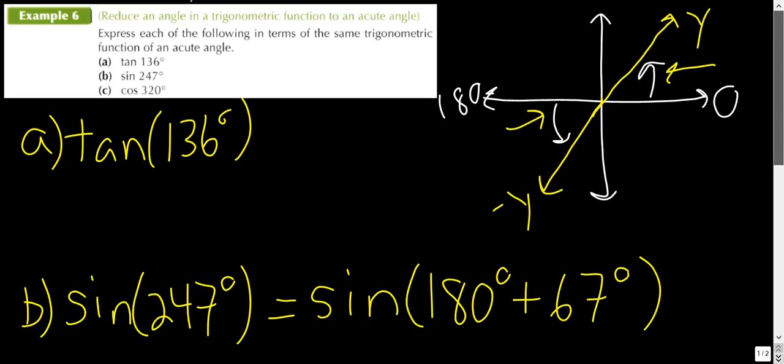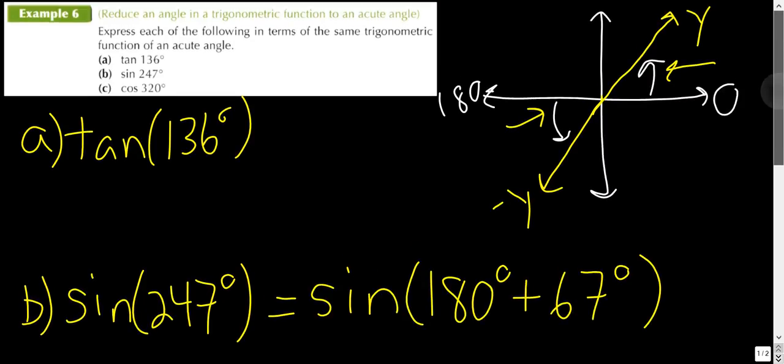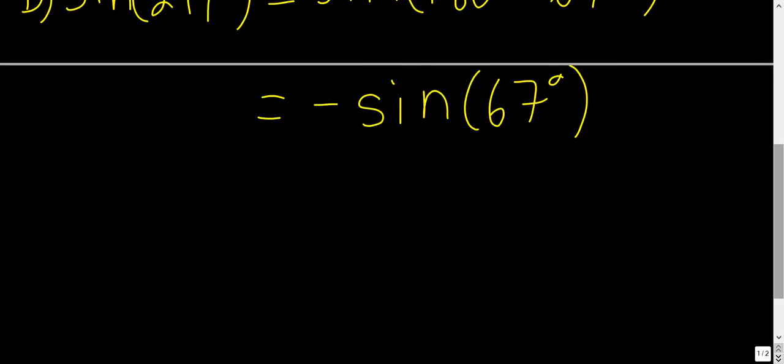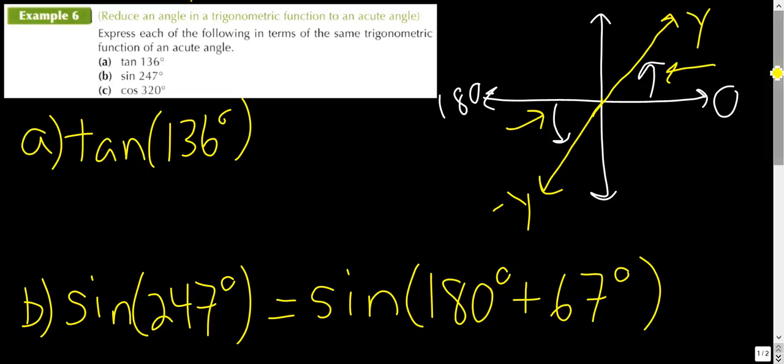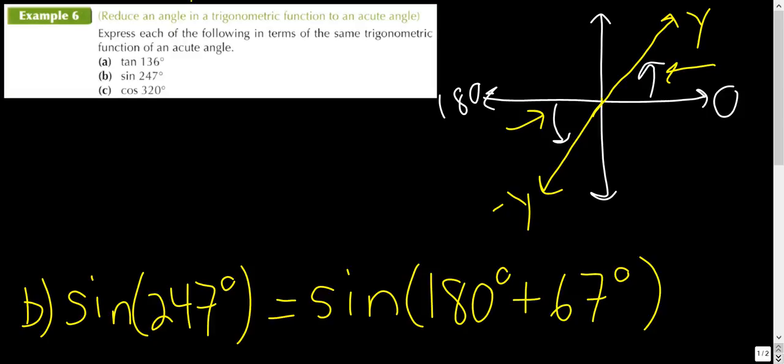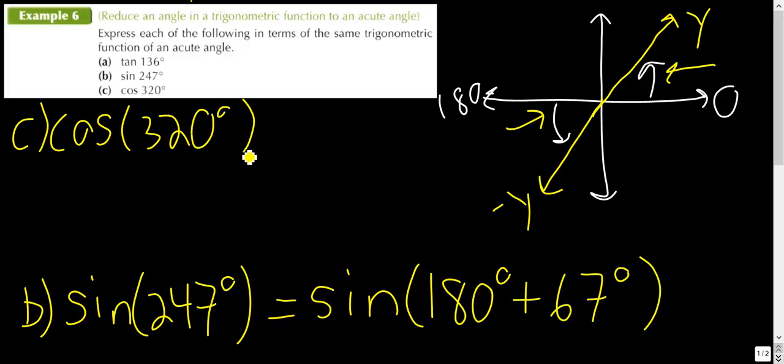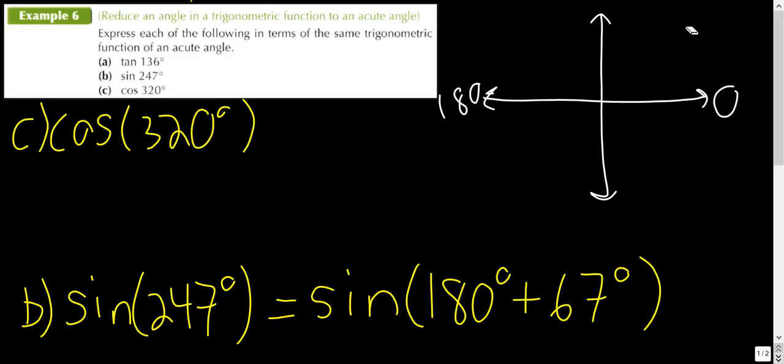So 6 gives us the cosine, and I'm just going to erase the tangent part. 6 gives us the cosine of 320 degrees. So this becomes a little more interesting. So we've got 320 degrees. Well, where is 320 degrees at? That is over here, right? It's not quite to 360, but it's close.